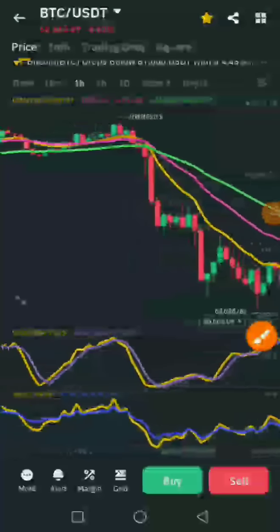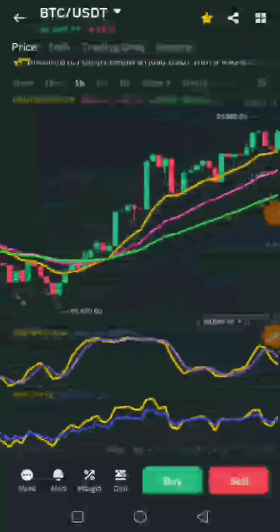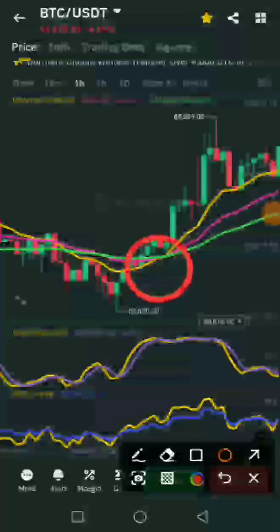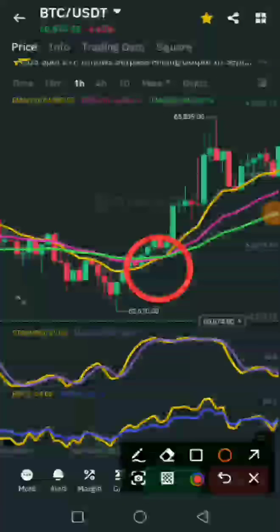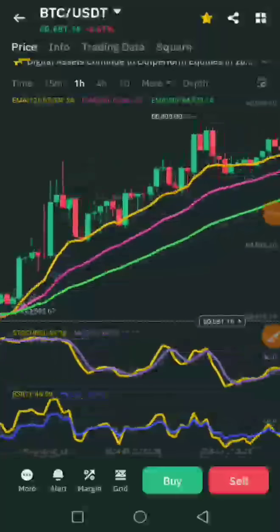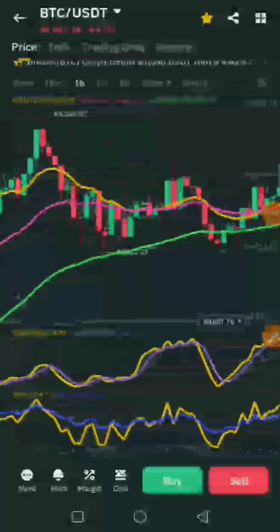Let me give you an example. Okay, as you can see over here, EMA12 crossed over the purple one, which is the second EMA, which is EMA26, and crossed over EMA50, and what happened? The market went up. Okay, that is just how you can confirm the RSI indicator and the stock RSI indicator. Okay, that is how you can use them in conjunction.